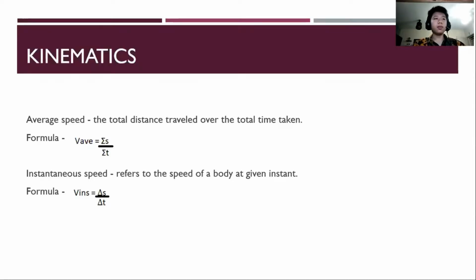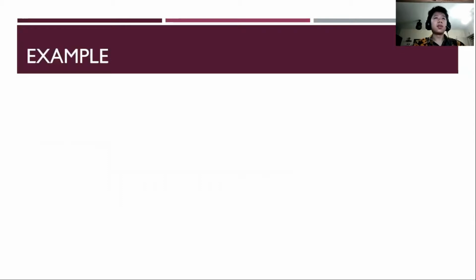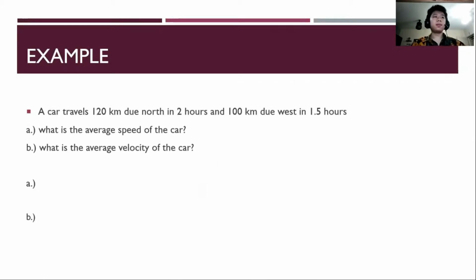Now I'm gonna give you guys an example of how to deal with problems with the formulas from before. Okay, so the question is: a car travels 120 km due north in 2 hours and 100 km due west in 1.5 hours. The question asks, what is the average speed of the car and what is the average velocity of the car?